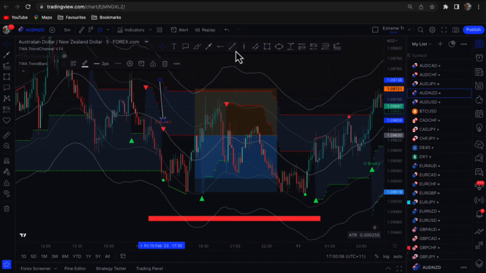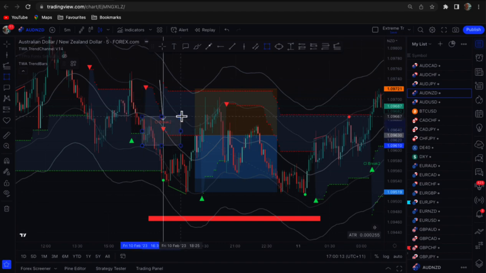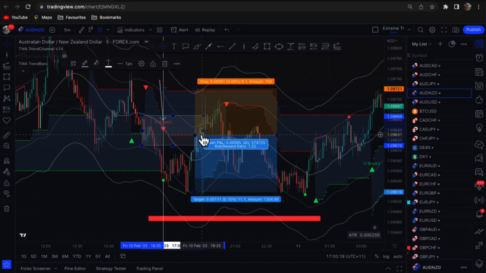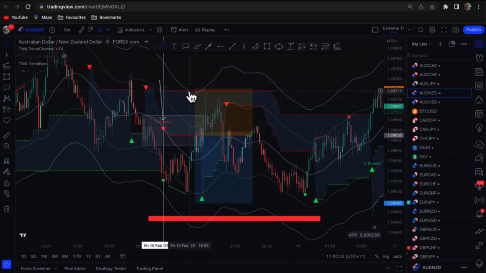And what we're looking for is, if we mark that up, look left, pick up the range to the left. And when we get the pull back into this range, that's when we short it. Stop loss above the cloud.